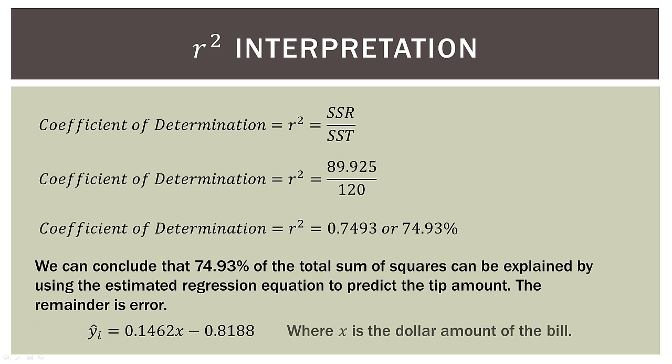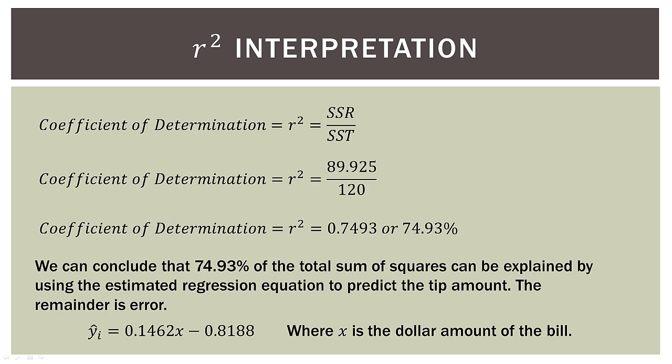So we can conclude that 74.93% of the total sum of squares can be explained using the estimated regression equation to predict the tip amount. The remainder, 25.07%, is due to error. And again, that's based on this regression equation we used, where X is the dollar amount of the bill.